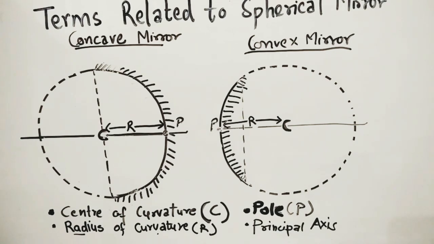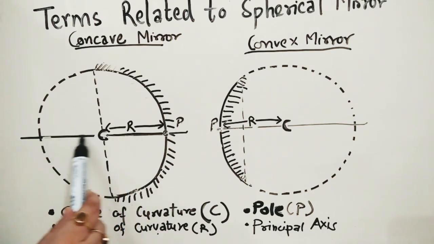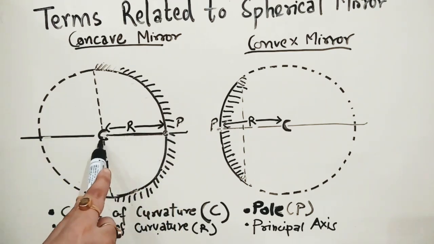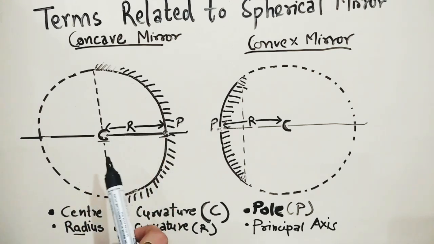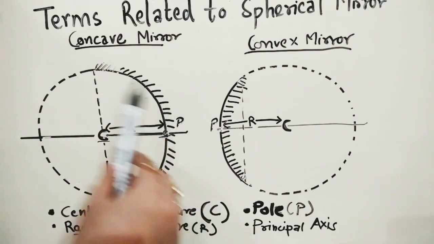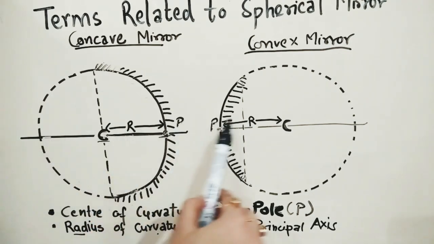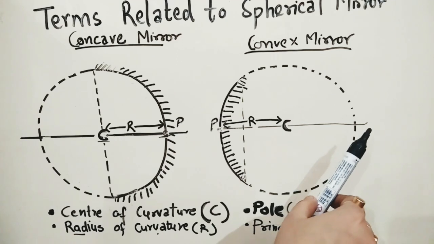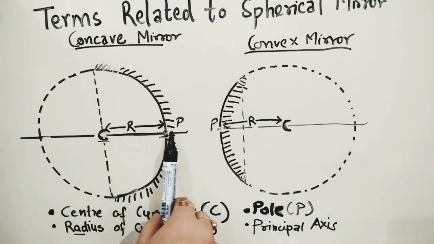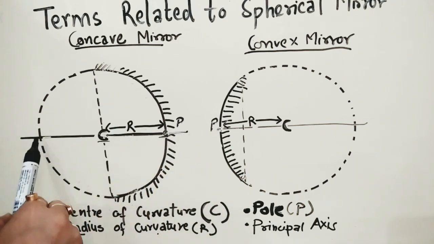Now next is the principal axis. The principal axis of a spherical mirror is the straight line which passes through the center of curvature as well as through the pole. So again I am repeating, the principal axis of a spherical mirror is the straight line passing through the center of curvature and the pole of the spherical mirror and produced on both sides.